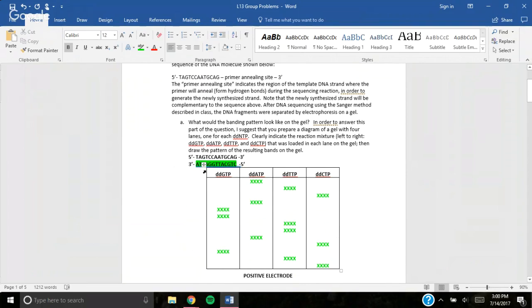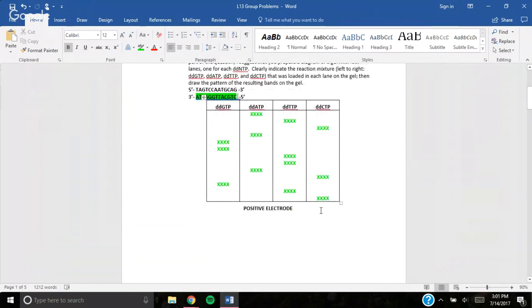So it's A, T, you can't see under there, but it's A, T, C, A, G, G, T, T, A, C, G, T, C, and that just follows this order. And the X's just represent a strand on the gel. So that's what your gel would look like, with the positive electrode down here at the bottom.